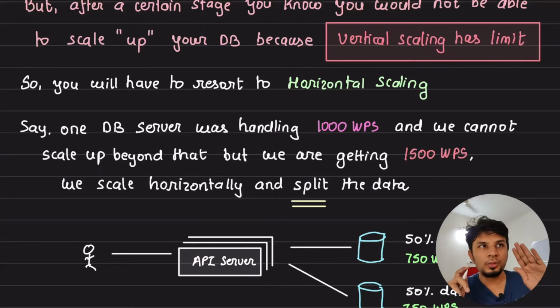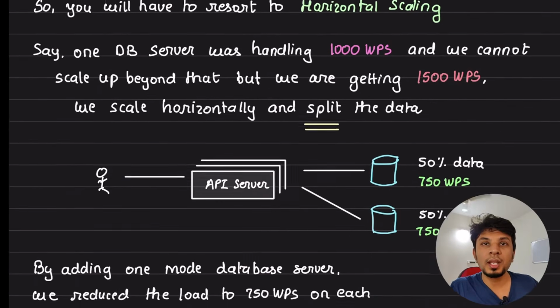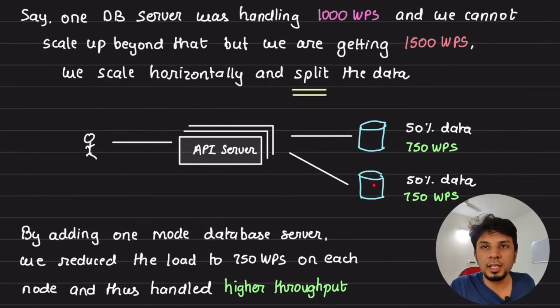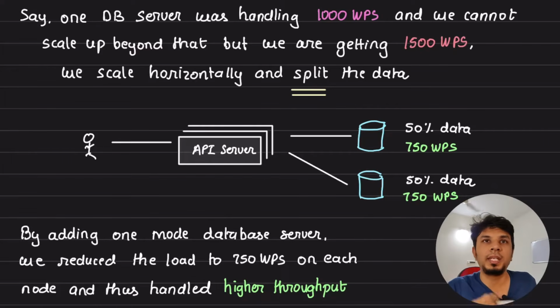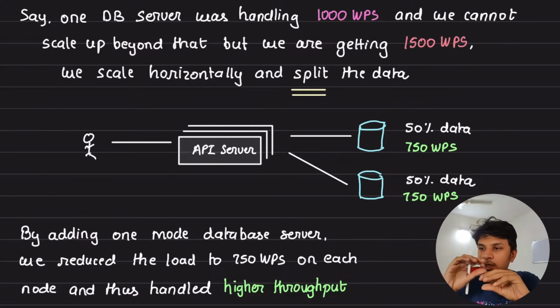Now you know that this big of an instance is enough to support 1000 writes per second. But now you have to support 1500 writes per second. So what do you do? You split the data. You definitely know that you need one more server to handle that load. Each server has a limit of handling 1000 writes per second, but you want 1500. So you add one more server into this.